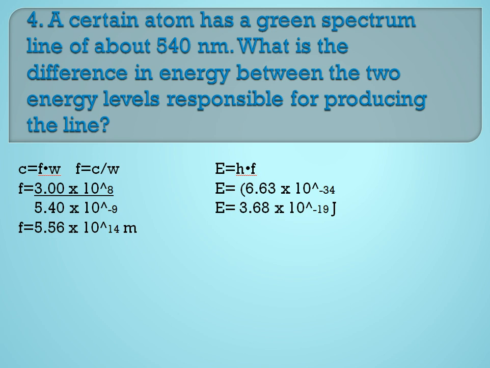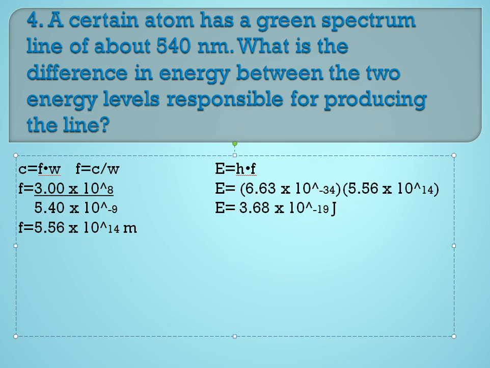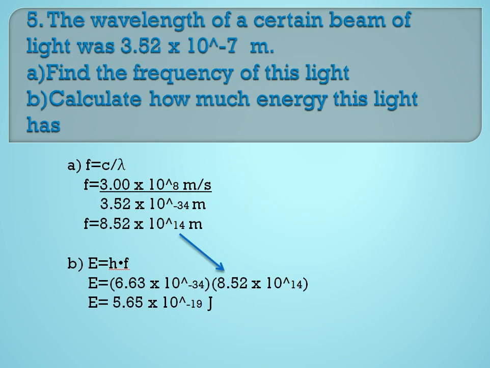And after we get our frequency, you're going to take the h and multiply it by the number that we got for the frequency. And then you're going to get a total energy of 3.68 times 10 to the negative 19th joules. Number 5. The wavelength of a certain beam of light was 3.52 times 10 to the negative 7th meter. A asks, find the frequency of the light, and then B, calculate how much energy this light has.